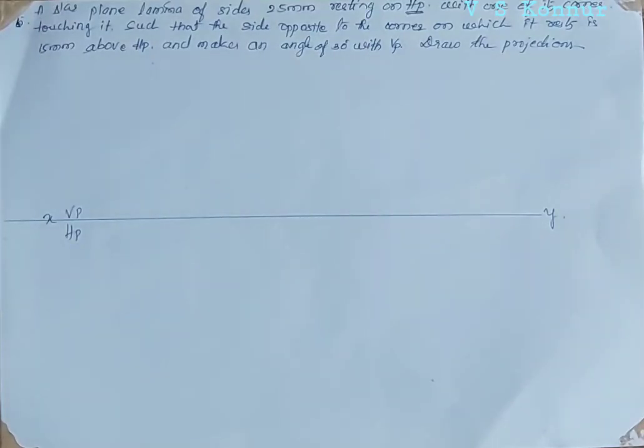Next problem: a triangular plane lamina of side 25 mm is resting on HP. On HP means below the XY line, with one of its corners, and the corner should come on the left side. Then the side opposite to the corner on which it rests is 15 mm above the horizontal plane. This is the second position. And it makes an angle of 30 degrees with VP. VP means you should draw it on the vertical plane; that is the third position.